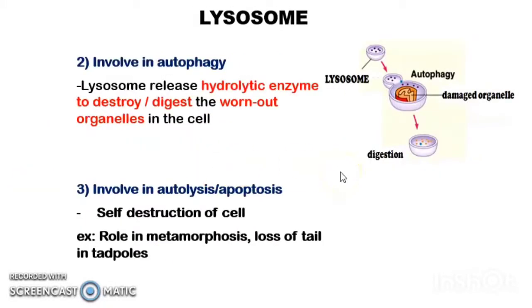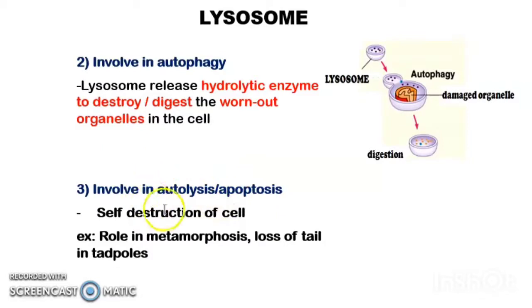Okay, so now we look at the second function of the lysosome, which is that it will involve in autophagy. So what is autophagy? Lysosome will release hydrolytic enzyme to destroy or digest the worn out organelle in the cell. Let's say there is a damaged organelle inside of the cell. So what happened to this damaged organelle? It will be destroyed by the lysosome. This one kita panggil sebagai autophagy. Worn out means damaged.